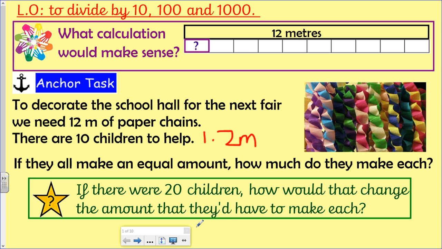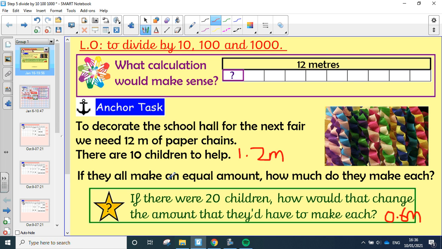So just going back to your original anchor task, your challenge, if there are 20 children, was 0.6 meters. Okay, that was your anchor task. I shall do you the next video explaining the guided shortly.